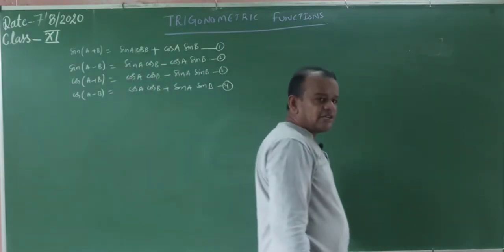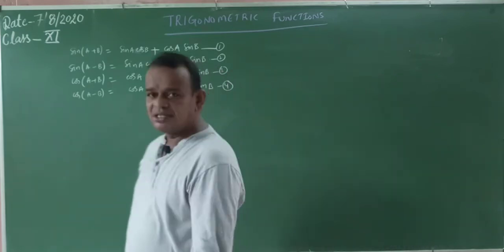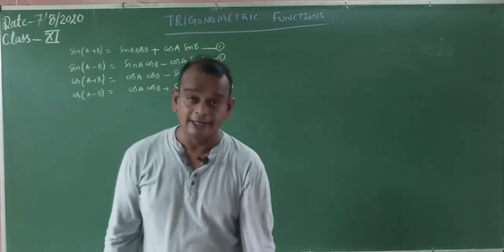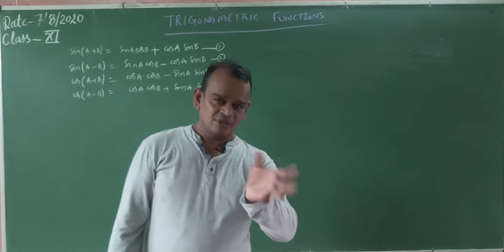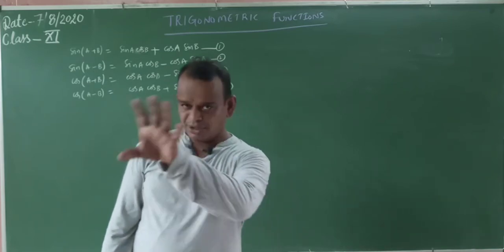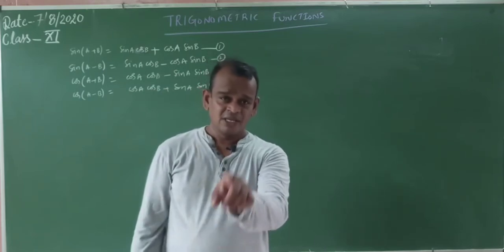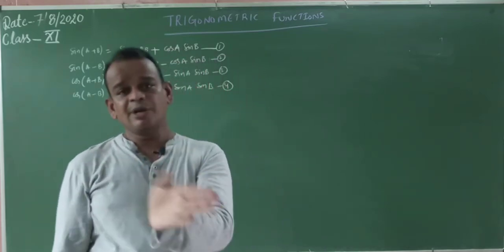Sum or difference of two trigonometric ratios means those two trigonometric ratios are of the same function but different in the angle. What I am saying? Sum and difference will be converted into the product. The sum of two trigonometric ratios or the difference of two trigonometric ratios will be converted into the product.